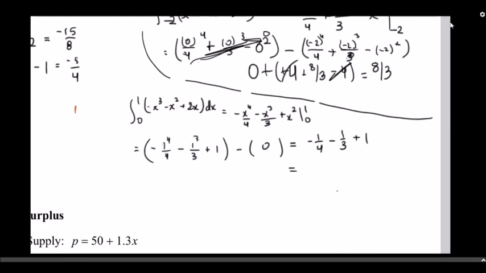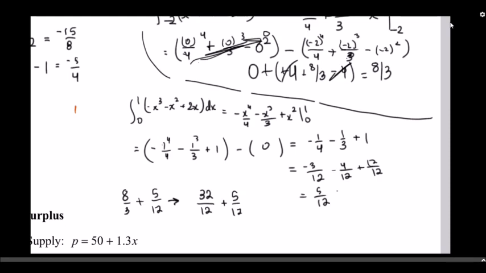If we put everything in terms of 12ths, that's negative 3/12 minus 4/12 plus 12/12. That equals 5/12. So now we need to add the 8/3 to the 5/12. So that's the same as 32/12 plus 5/12 equals 37/12.